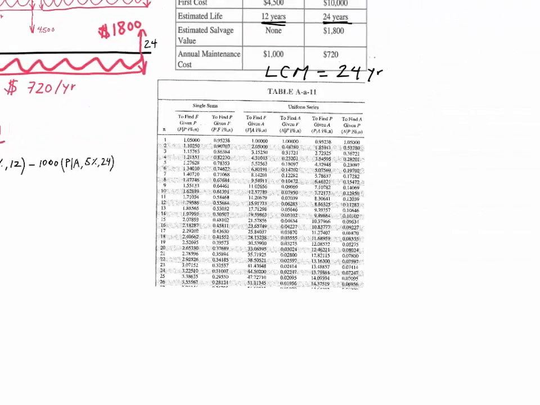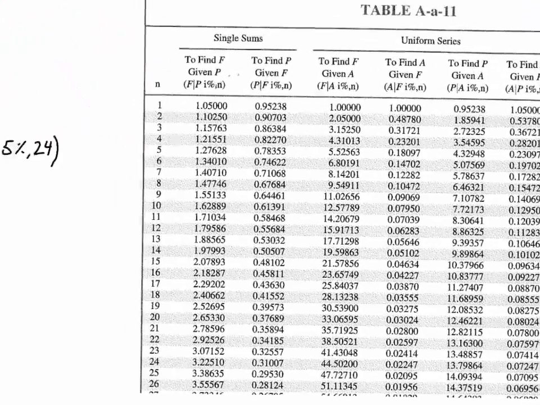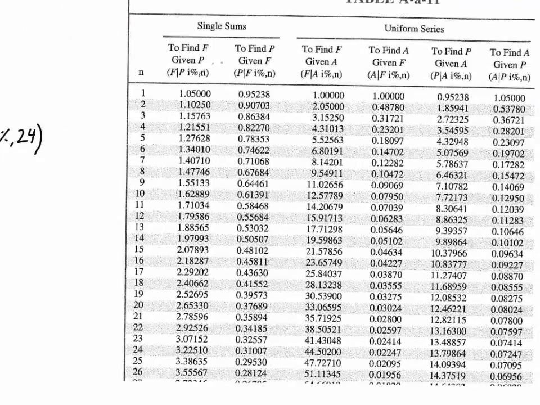So to bring it from the table here, P given F, so this is the column, 5% is this whole page. So P given F, and then I'm looking for 12. So 0.55684. So that's the first factor.